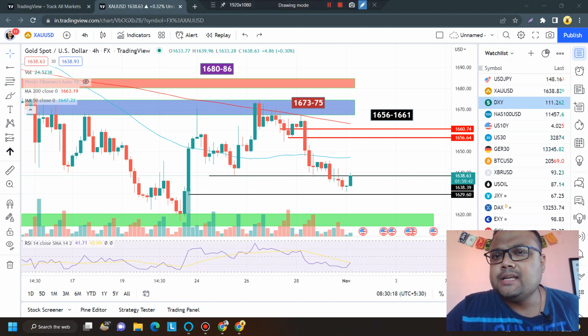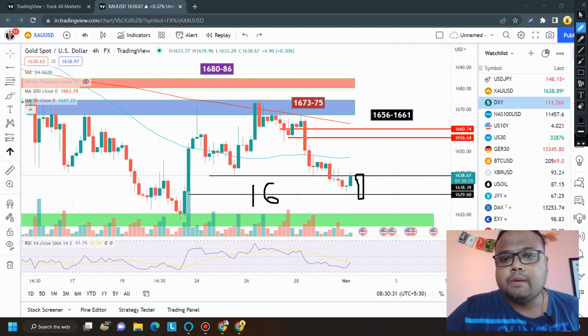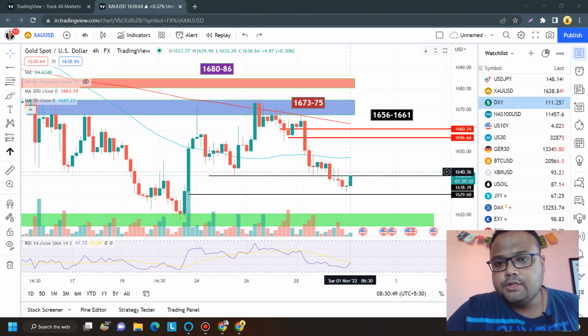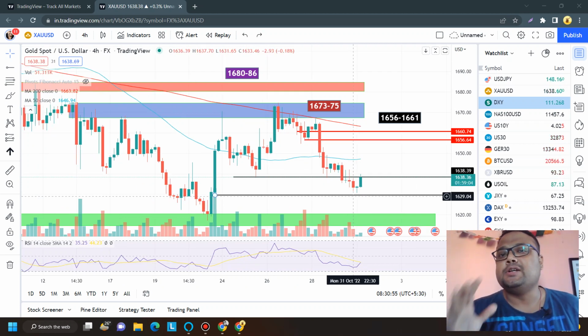So if the downside continues, let's say by the European session or US session, if we see a red candle here again and further downside on the chart of gold, then you can take a sell position below 1629. If market drops below the 1629 level, you can go for a sell position if the sell is good enough.